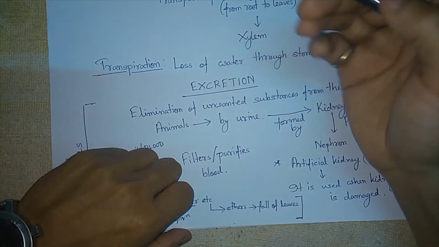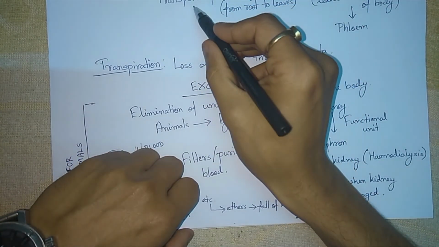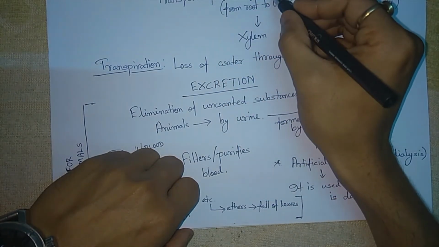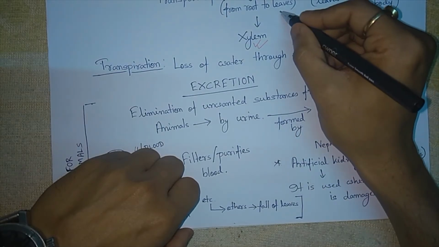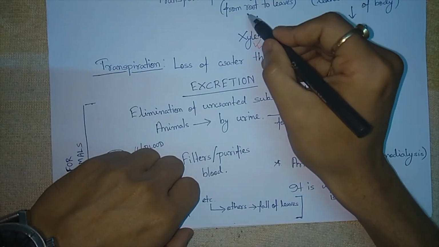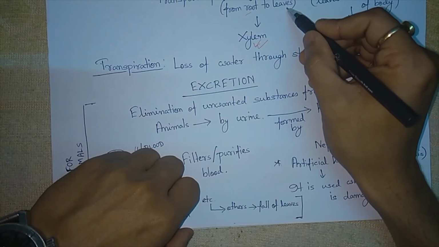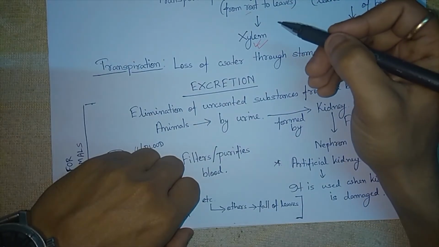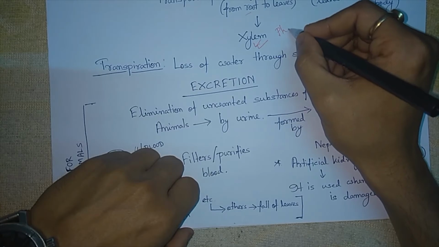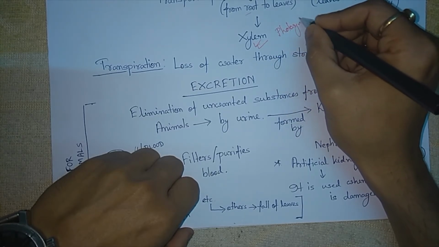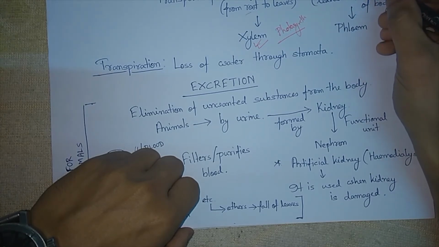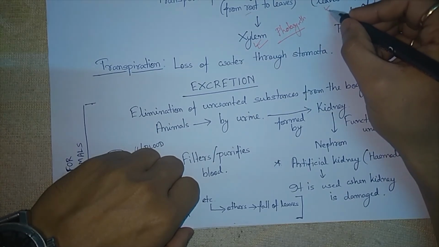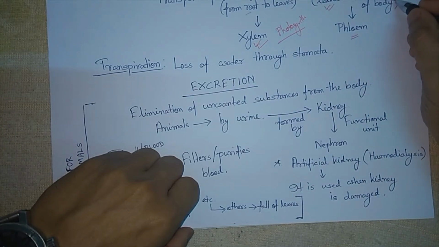Now I am repeating again. In case of plants, we find transportation of water and minerals from root through xylem to leaves. Remember, transport of water and minerals from root through xylem to leaves, for the purpose of photosynthesis. After photosynthesis, food is prepared. This prepared food is transported from leaves through phloem to other parts of the body for utilization.